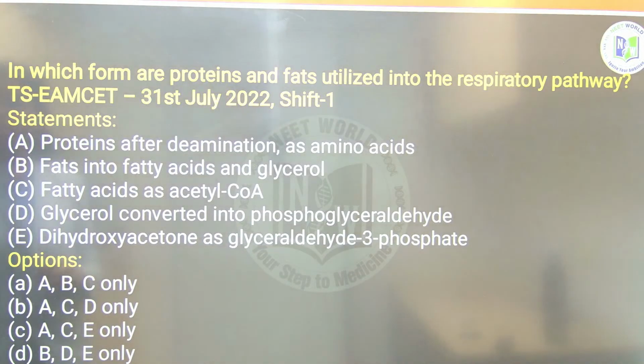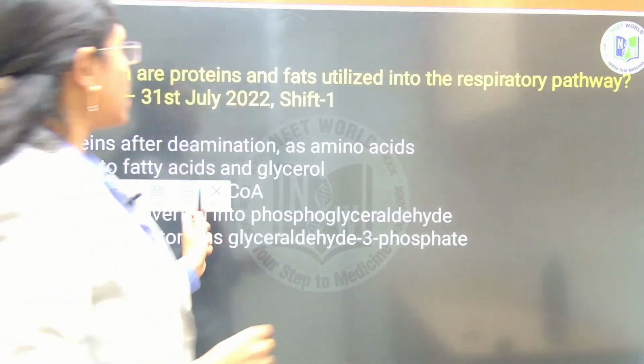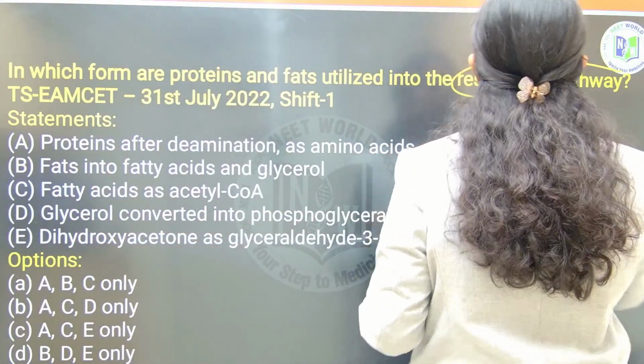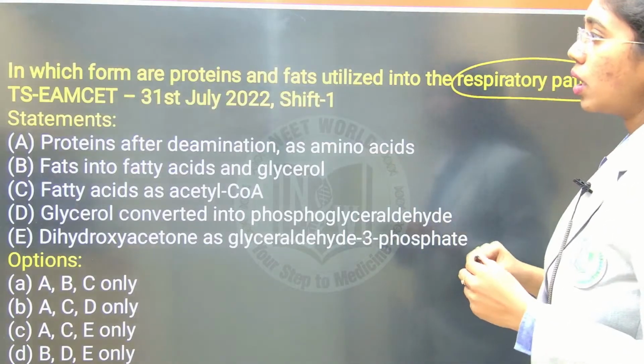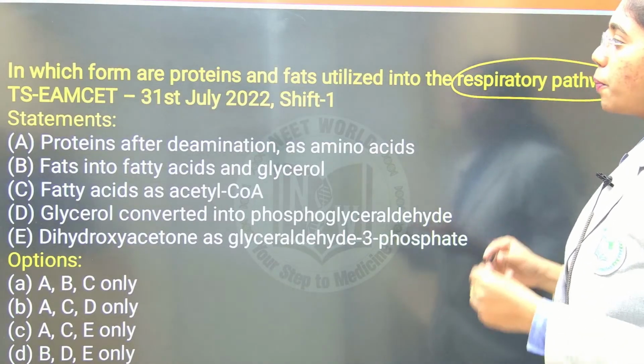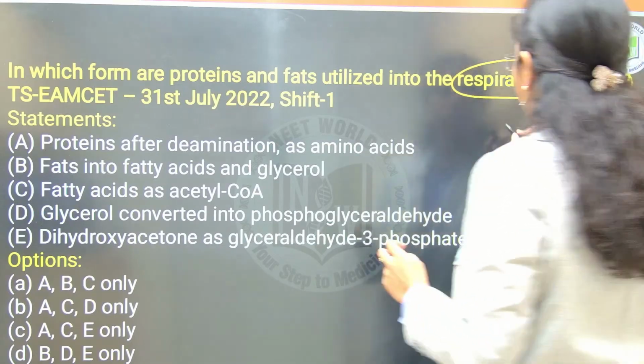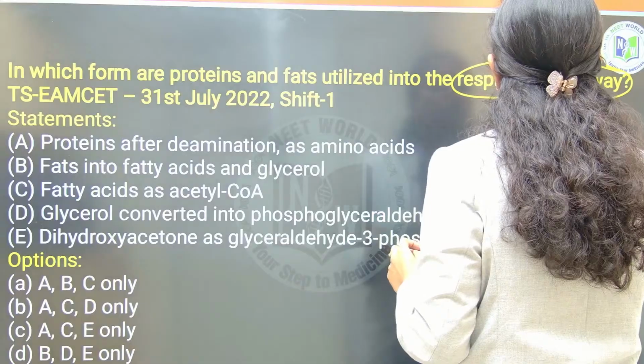Next question. In which form are proteins and fats utilized into the respiratory pathway? In which form are proteins and fats being utilized into the respiratory pathway? The question is being asked from the amphibolic pathway chart.